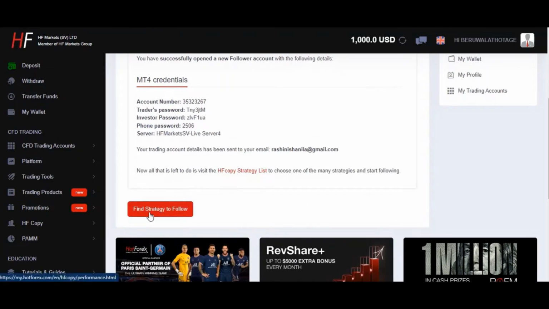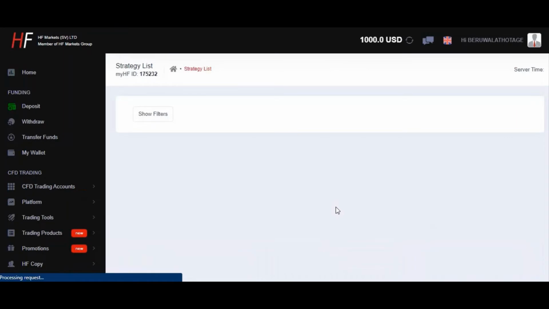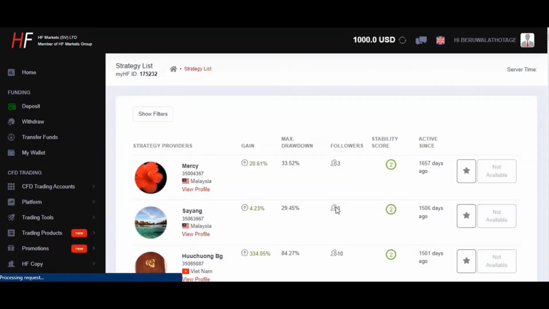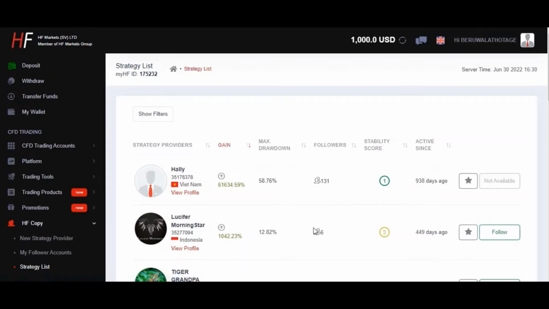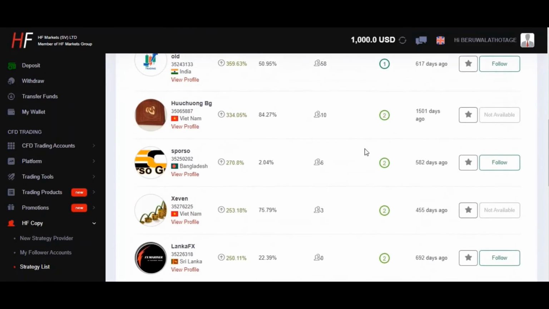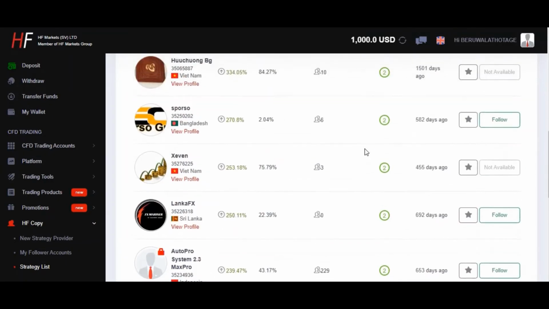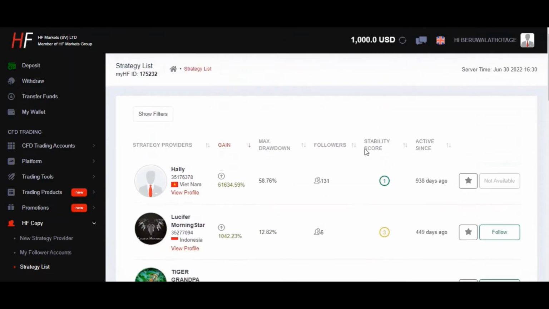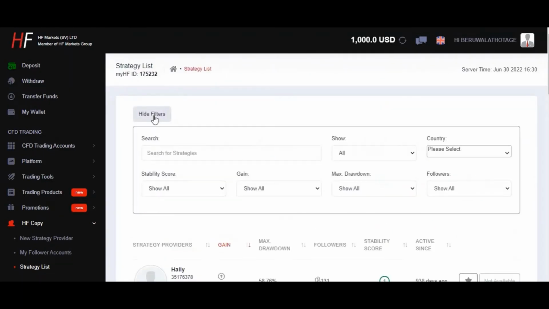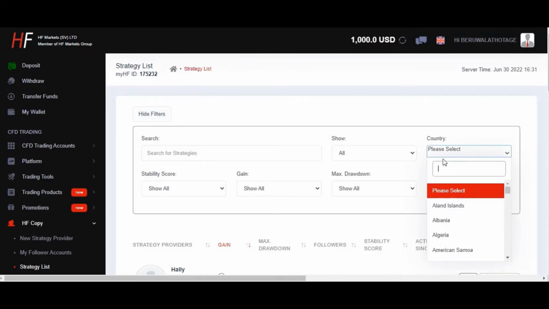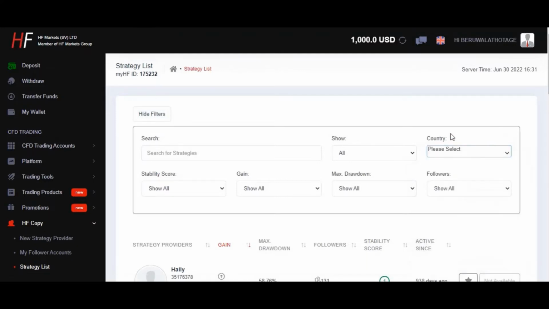Since you have already opened a new follower account, now what you have to do is find a strategy to follow. We just click on strategy to follow. Now we will be directed to a page where we can follow a person who we think performs better. Here you have so many options. You can see the people in the list here, and there are some filters as well. If you click on filters, if you know the person's name, you can type it here, and if you know a person who lives in a specific country, you can filter by that.